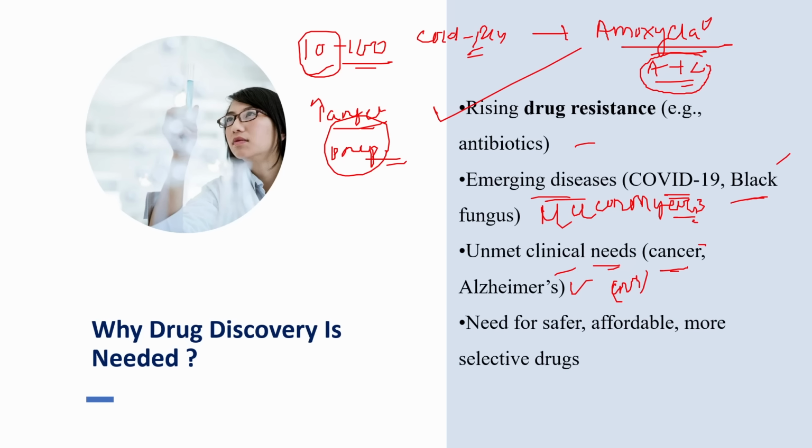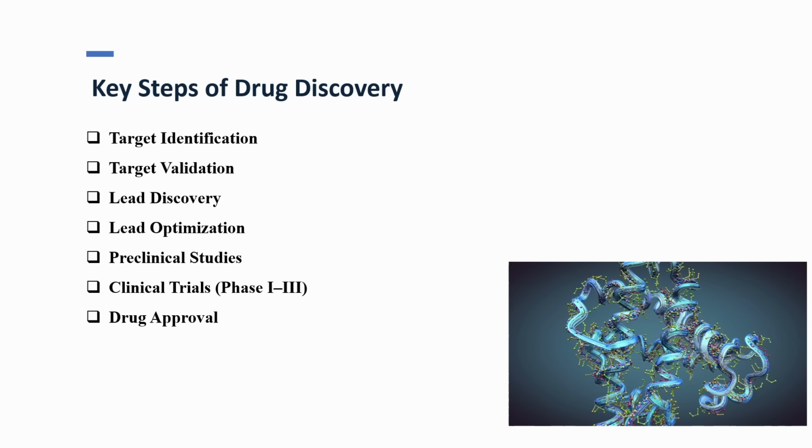We have leishmaniasis, and finally the need for safe, affordable, more selective drugs. We need safe and affordable drugs. How do we make a drug affordable? We prepare a molecule that is very affordable and very easy to synthesize. So these are the points that show why drug discovery is needed.